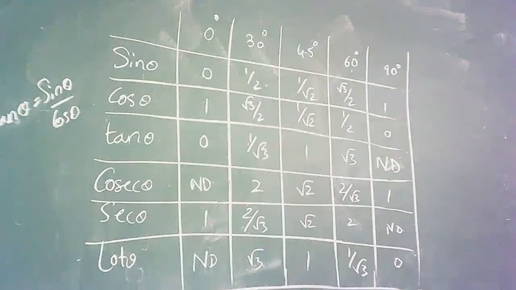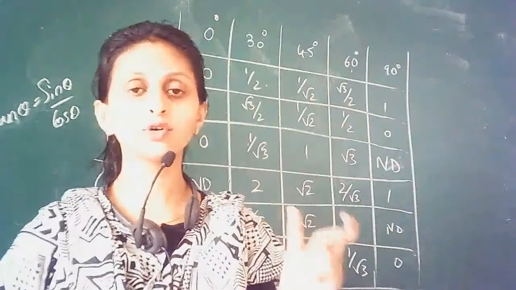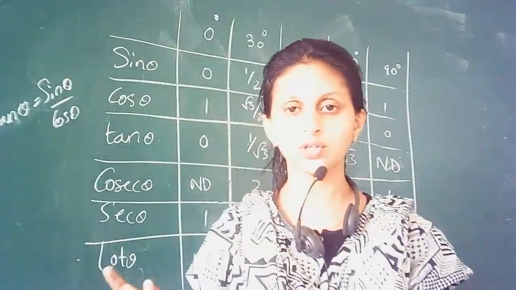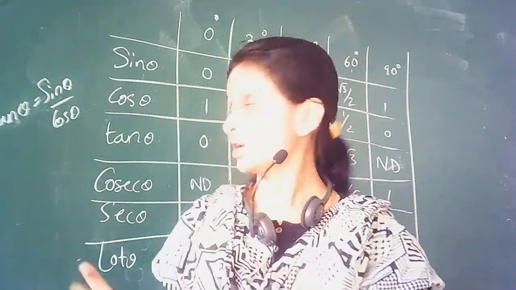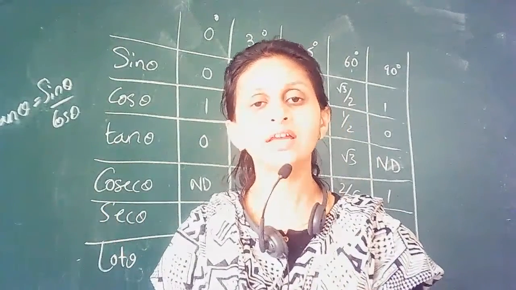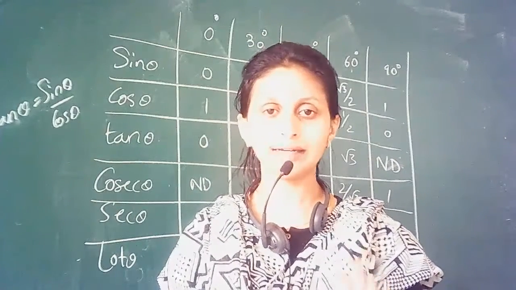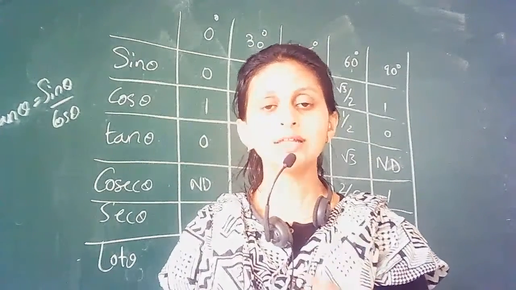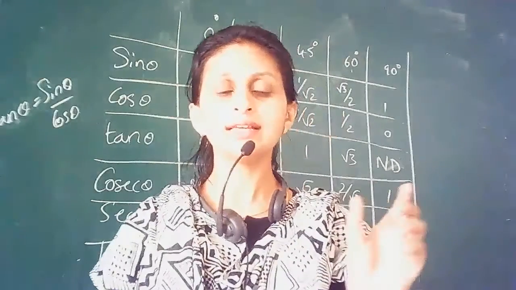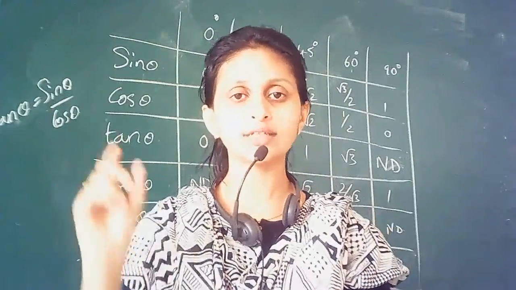See, students, to remember this table, it is very, very easy. You first have to know which are the reciprocals of which trigonometric ratios. As we know, cosec theta is the reciprocal of sin theta, sec theta is the reciprocal of cos theta, and cot theta is the reciprocal of tan theta. More than this, we know that tan theta is equal to sin theta by cos theta, and cot theta is equal to cos theta by sin theta.